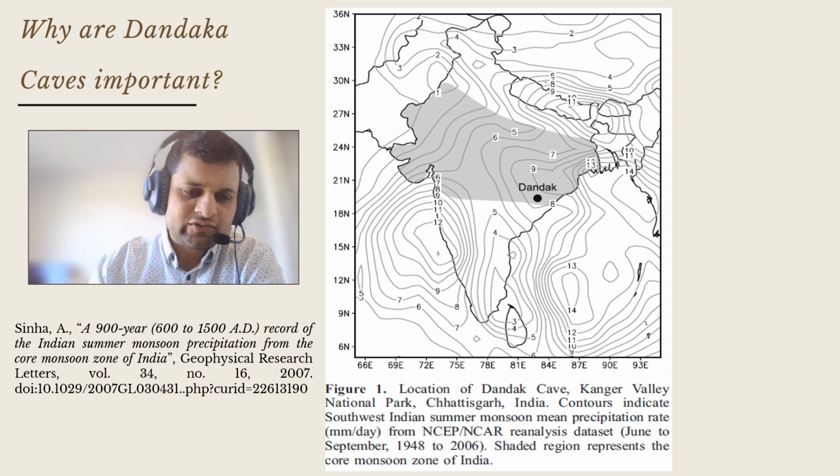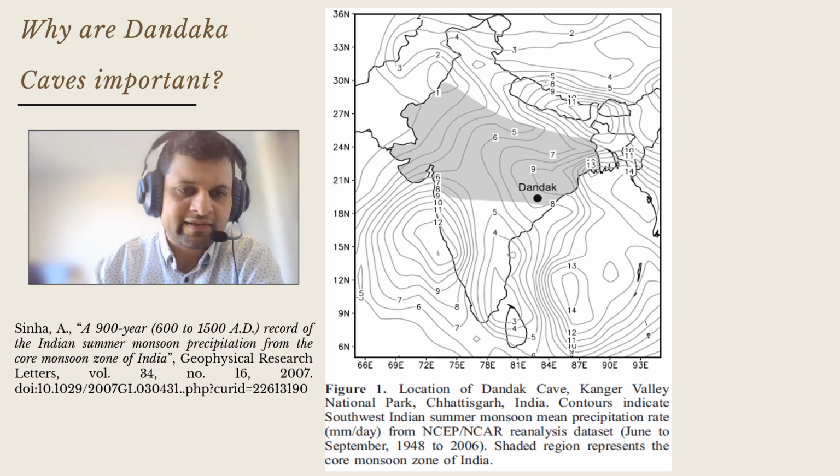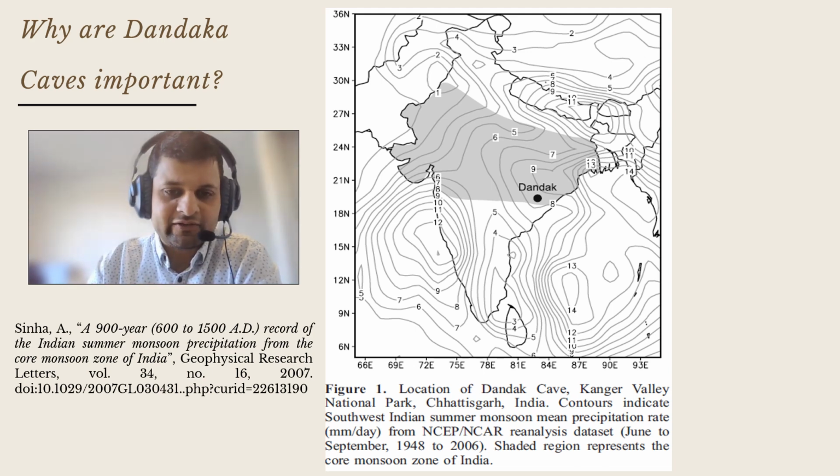And what I would encourage you to do is go and have a look at this paper by Sinha and a lot of other authors. It's quite an old paper, but a fantastic paper. It's called a 900-year record of the Indian summer monsoon from the core monsoon zone of India. It's available for free. I'll put the link to the ResearchGate site where you can get the paper.